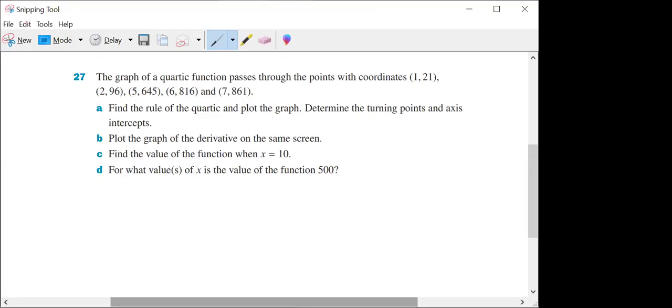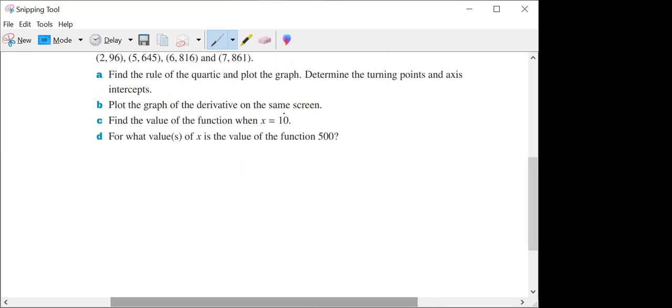So let's get started. So here we have a quartic function with the five coordinate points: (1, 21), (2, 96), (5, 645), (6, 816), and (7, 861). So first step is to find what the rule is and plot the graph, and then determine the turning points and the intercepts, the axis intercepts.